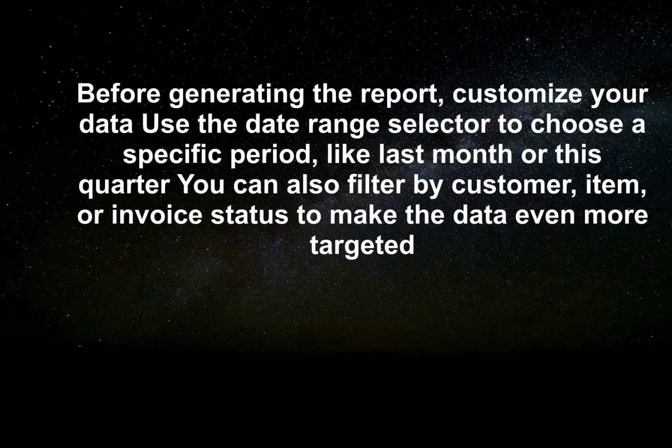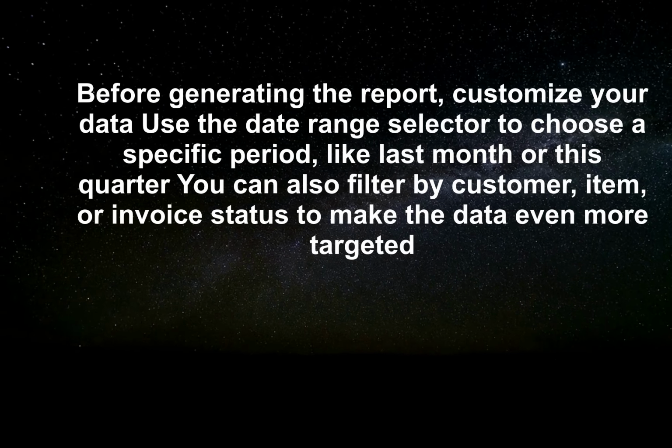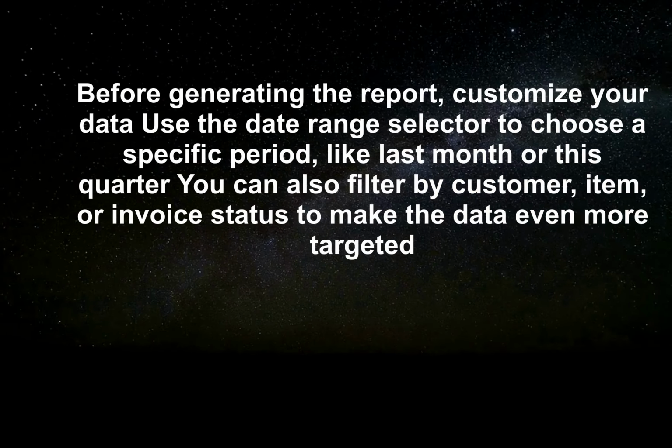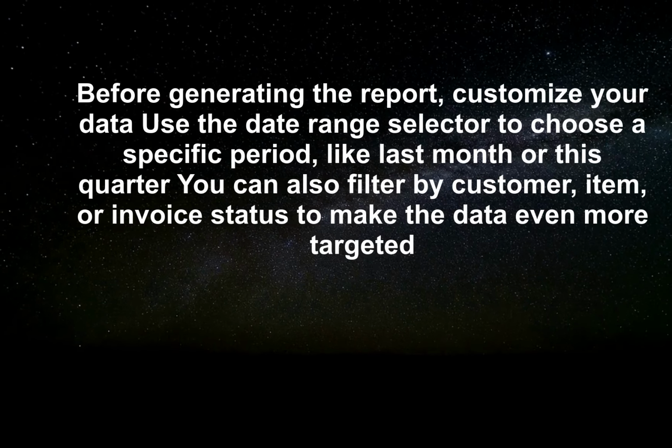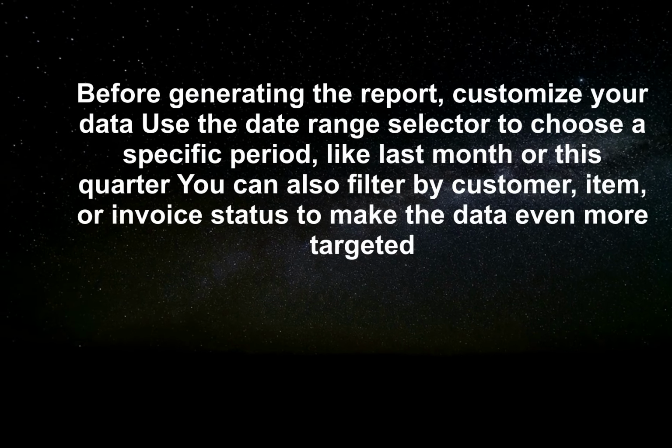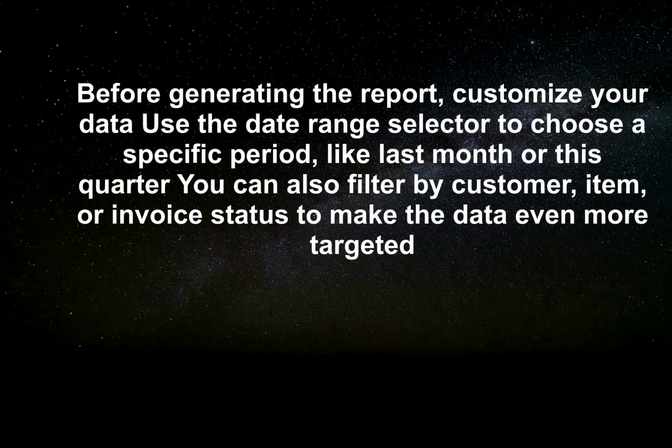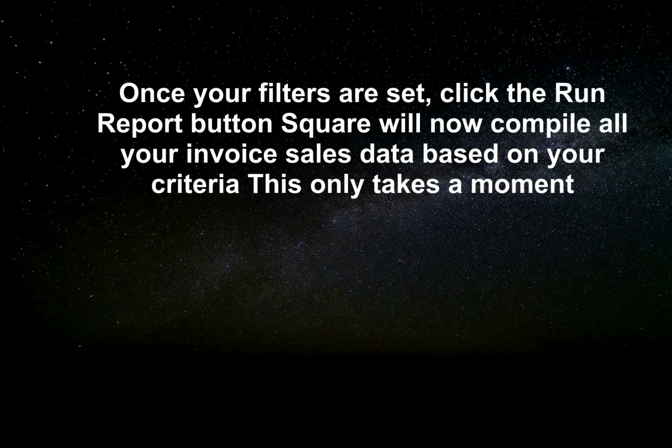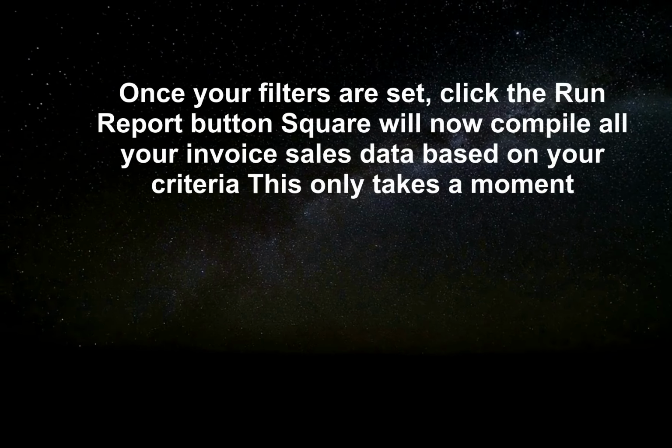Before generating the report, customize your data. Use the Date Range selector to choose a specific period, like last month or this quarter. You can also filter by customer, item, or invoice status to make the data even more targeted. Once your filters are set, click the Run Report button.